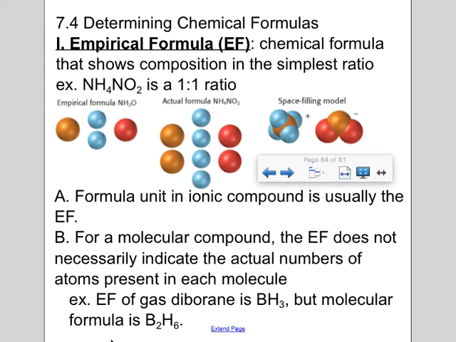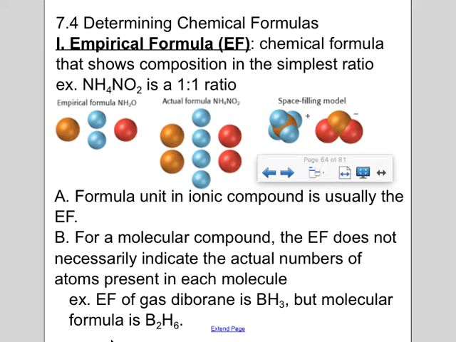Now, in ionic compounds, the formula unit is usually the empirical formula. So remember, formula units are the simplest ratios of ions in an ionic compound. Well, if it's the simplest ratio, it's most likely going to be the empirical formula. For a molecular formula, something that's held together by covalent bonds, the empirical formula does not necessarily indicate the actual numbers of atoms present in that molecule.